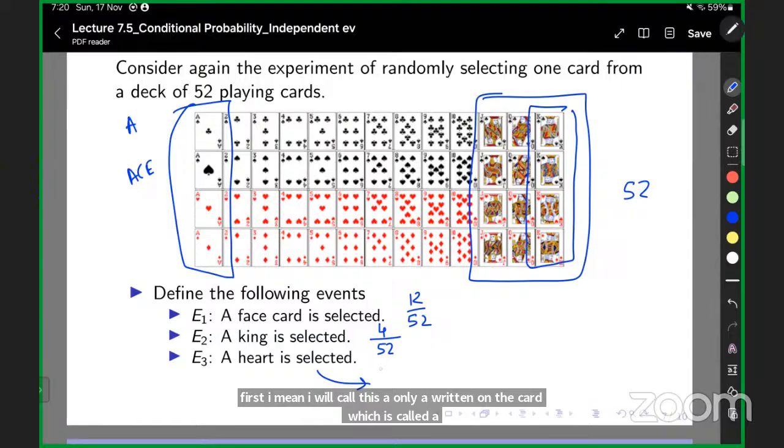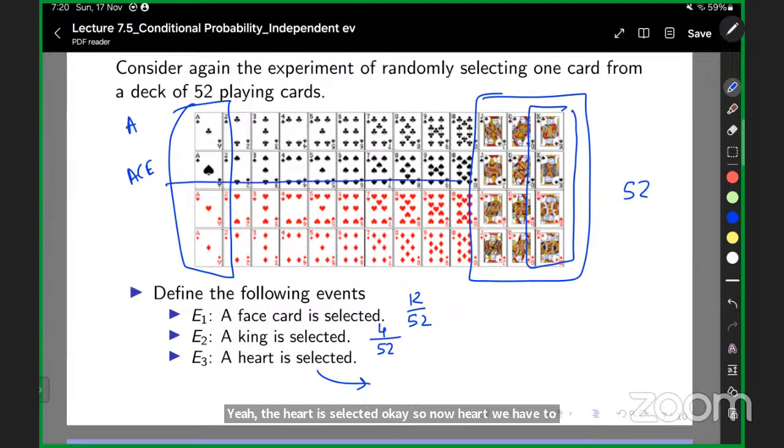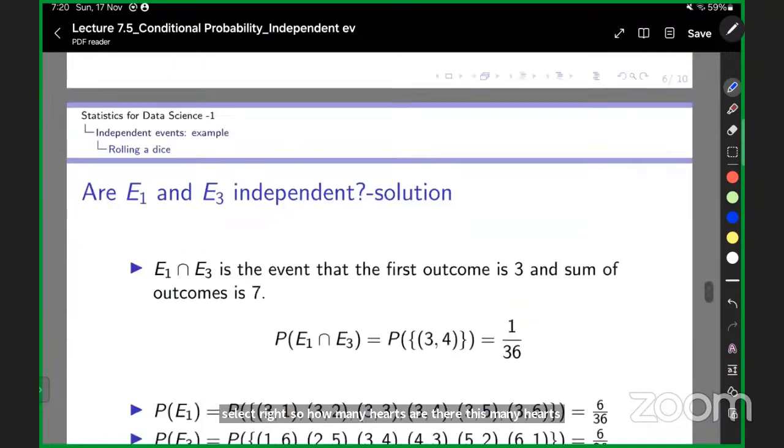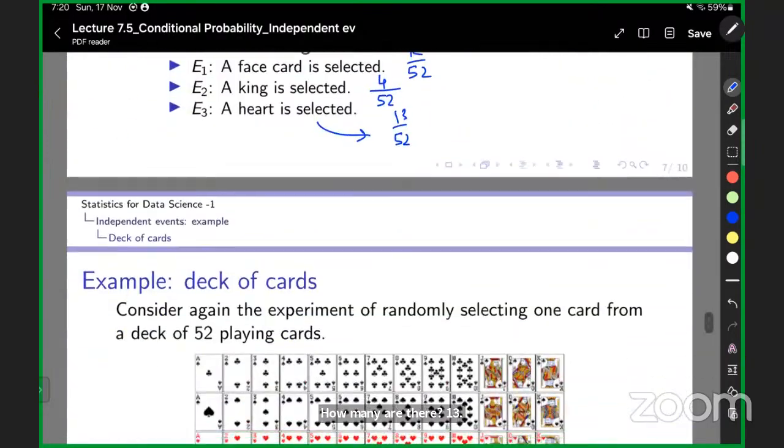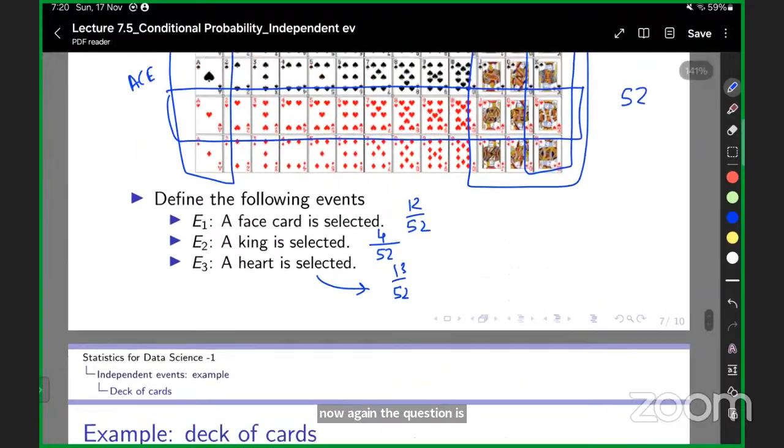Yeah, a heart is selected. Okay, so now we have to select a heart, right? So how many hearts are there? This many hearts. How many are there? 13. Okay. Now again the question is, we will cover E1 and E2.